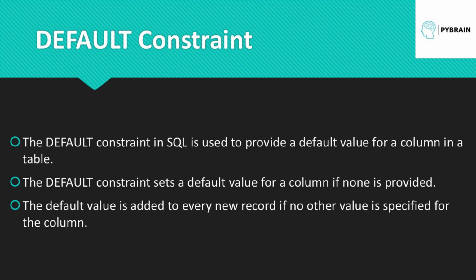Let's talk about the default constraint, one of the simplest yet very useful tools in SQL. It allows you to set a default value for a column when no value is provided. The default constraint in SQL automatically provides a default value for a column if no other value is specified during data insertion. It ensures that every new record gets a fallback value if one isn't provided. The default value will be added to every new record if no value is explicitly specified for that column. This is perfect for fields like status, created at, or active, where you want a standard value unless otherwise defined.